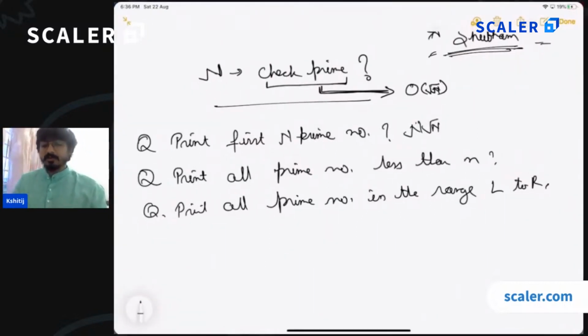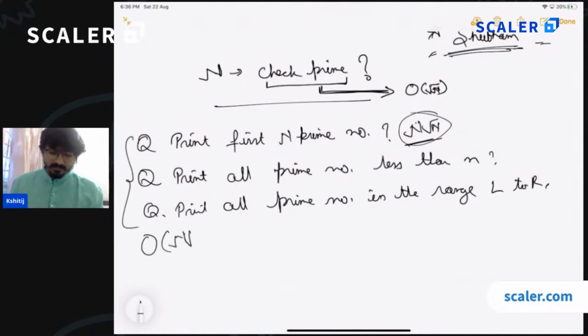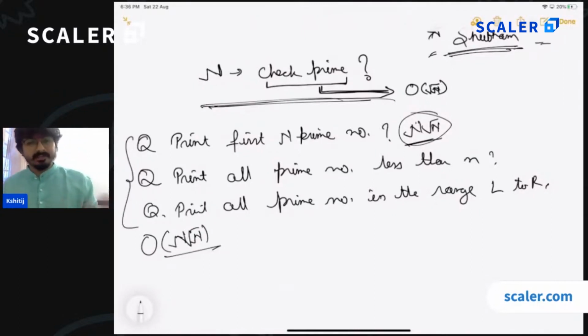Similarly, if you have to print all the prime numbers which are less than n, again the same time complexity will be there, n root n. If you have to print all the prime numbers in the range from L to R, then again size of range multiplied by square root n. So all these types of questions can be solved in this time complexity n into square root n using a very easy check prime algorithm that we have learned in the previous class.